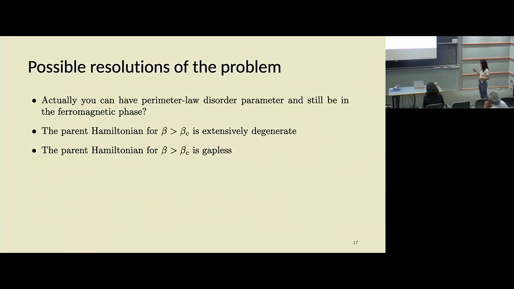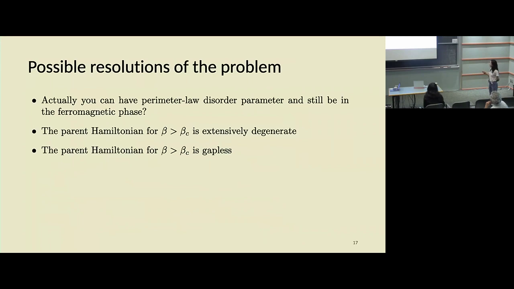Okay, so then when we came across this model, there were 3 possible resolutions. One resolution is maybe in the ferromagnetic phase, you don't need to have area law decay of the disorder parameter. That isn't proved anywhere in the literature, right? So maybe you can still have perimeter law decay, and you can still be in the ferromagnetic phase. The other 2 resolutions are what we kind of throw at the problem when we don't really know an answer. So maybe the ground state is extensively degenerate, or the other thing is maybe the parent Hamiltonian is actually gapless. So these were the 3 options that we voted on in my office that day.